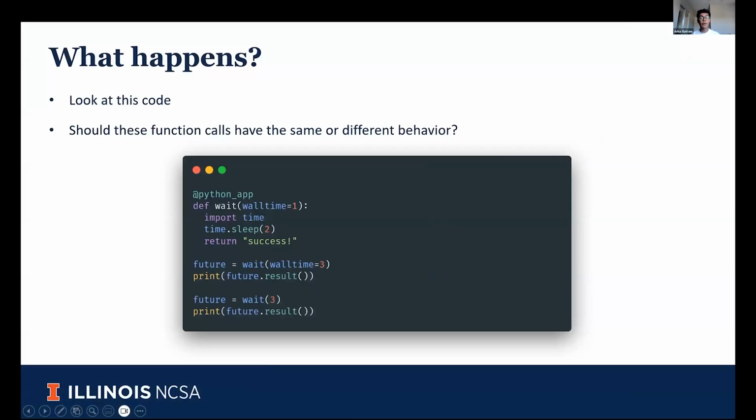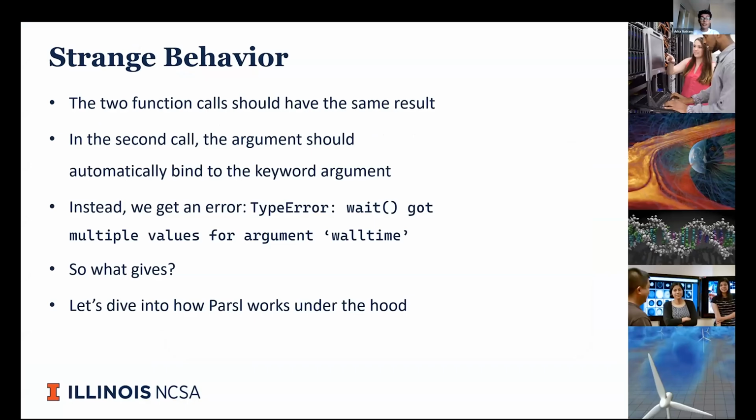If you look at this code here, this is a replication of the sort of bug I found. This is a typical Python app, and there are two different function calls for it. We might expect that they have the same behavior or perhaps different behavior. In normal Python, these two function calls should have the same identical result. This is because in the second call, the positional argument just gets bound to the keyword argument, so it's effectively the same thing.